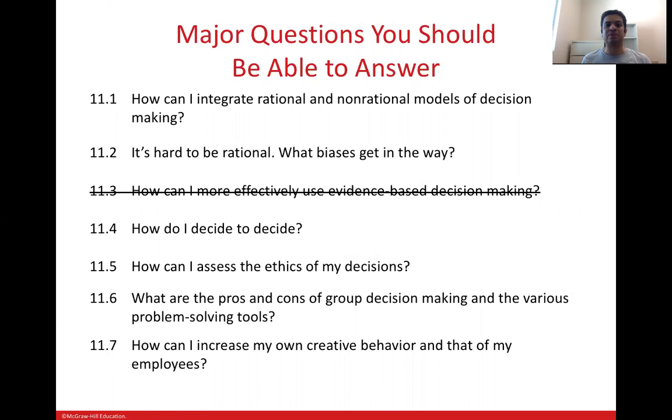We'll also talk about how do I decide to decide. So what are the different decision-making models that exist out there? How can I use decision-making in ethical situations? Talk about group decision-making, because it's not only at the individual level, it's at the group level. And how can we increase creative behavior? So we want to talk about the 11.3 part of your chapter.